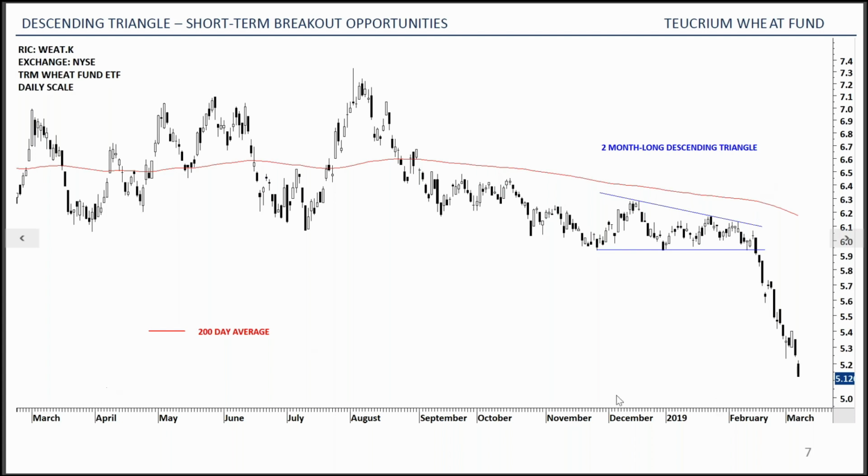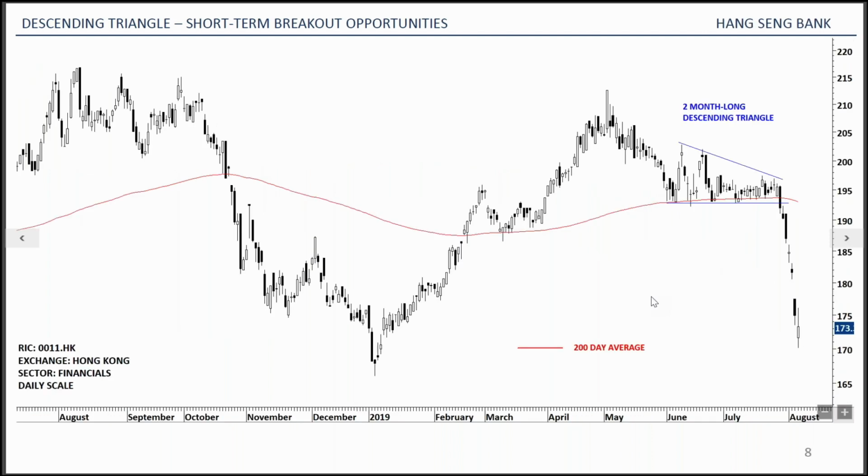Again, March to March, year-long data on daily scale. As you can see, the lower boundary has several tests. The breakdown takes place, a steady downtrend follows. Descending triangle being a bearish continuation chart pattern because of its downward sloping upper trend line, forms under the 200-day moving average. So the trend filtering is done, trend is down, bearish continuation, breakdown takes place. 2-month long descending triangle. Now let's have a look at the next setup.